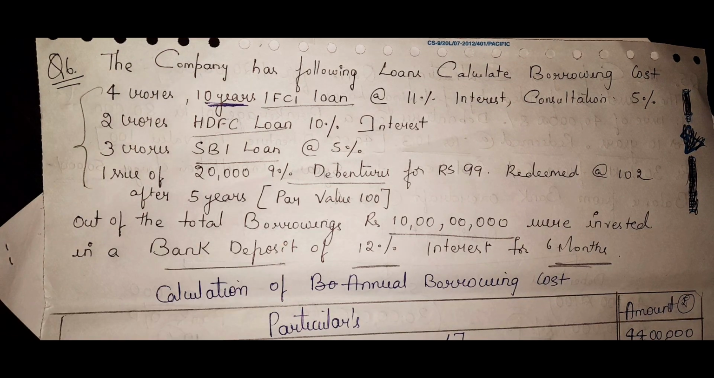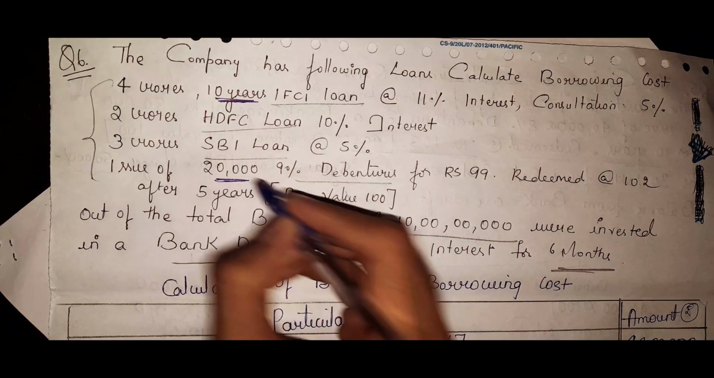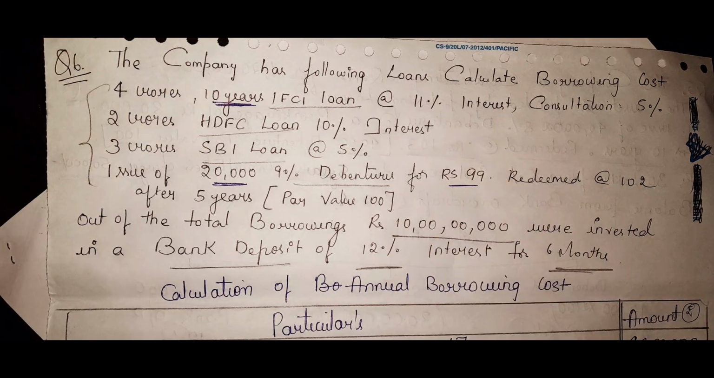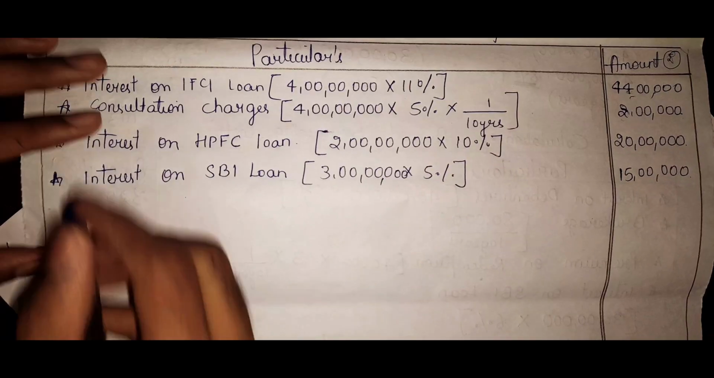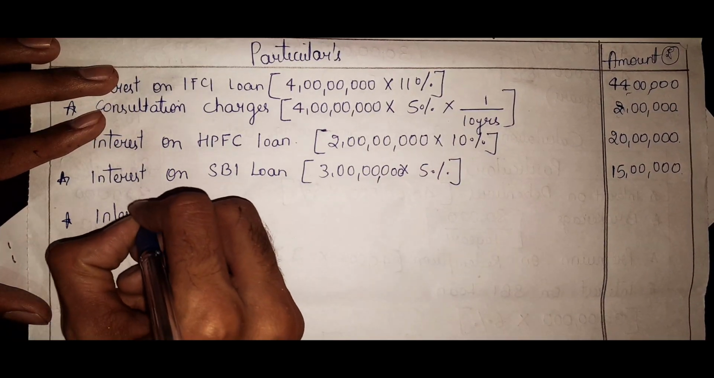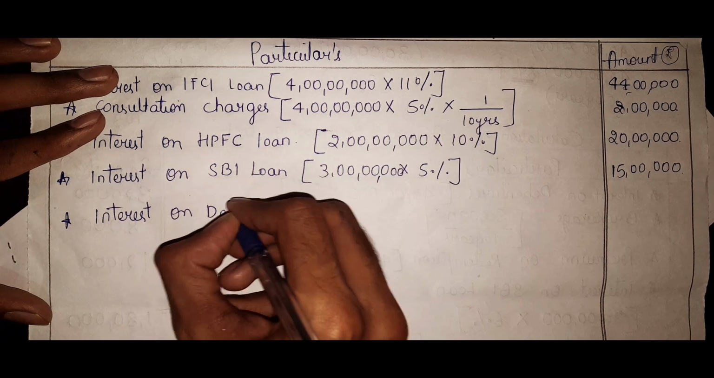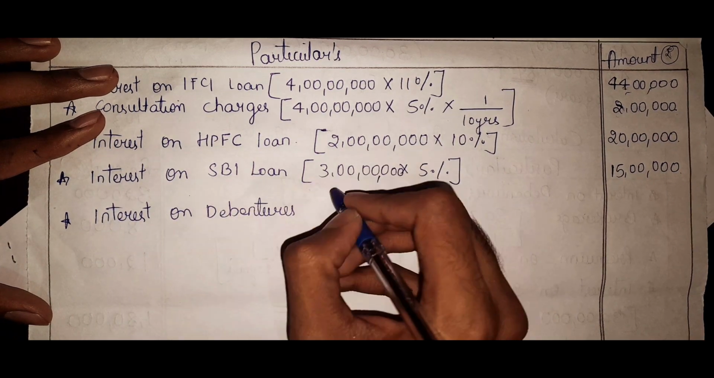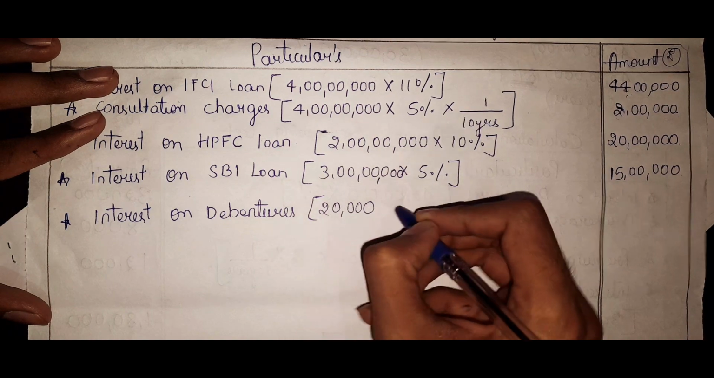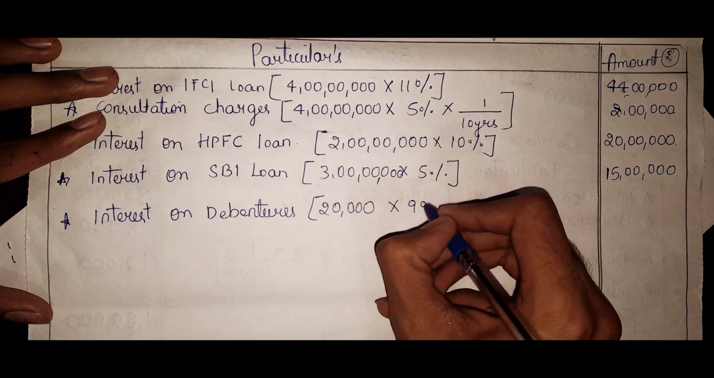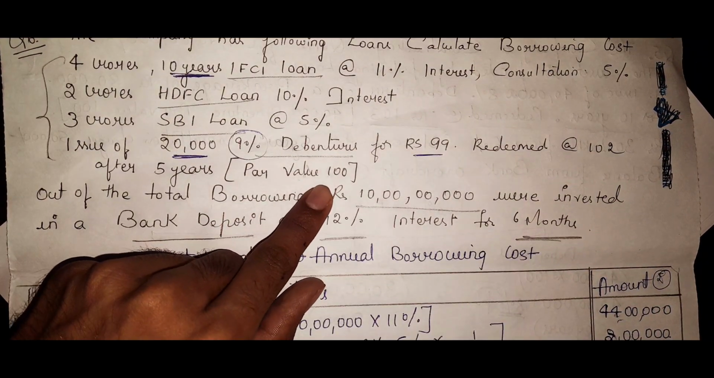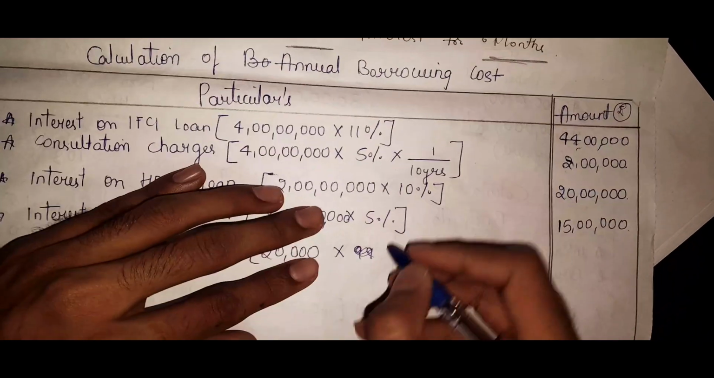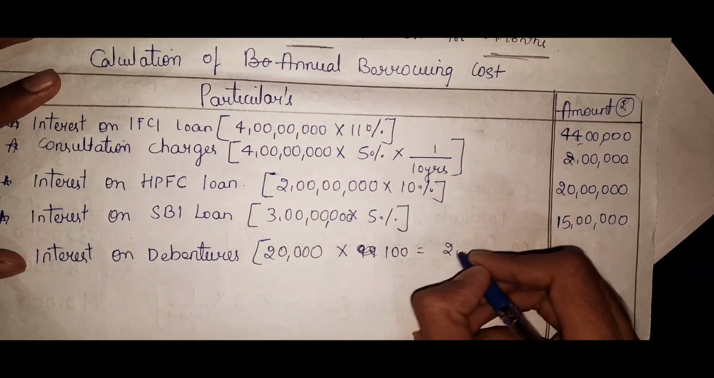Now debentures, very important. Some trick is there in that. Please pay your attention. Debentures are a little tricky, so listen carefully. Issue of 20,000 debentures of 99 rupees. So the interest will be 9%. Let us write that first. Interest on debentures. So total there are 20,000 debentures, and each debenture has a par value. See here they have given par value. Par value is how much? 100. So into 100, how much? It will be 20 lakh rupees.